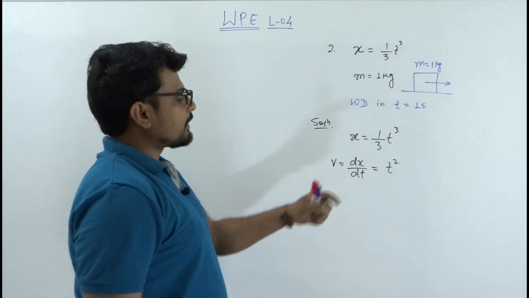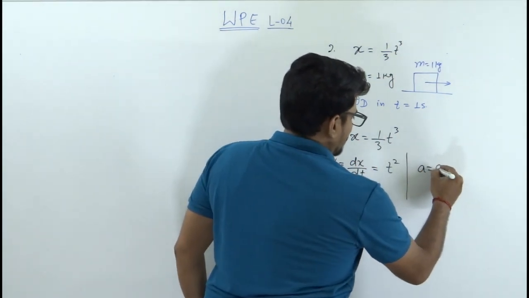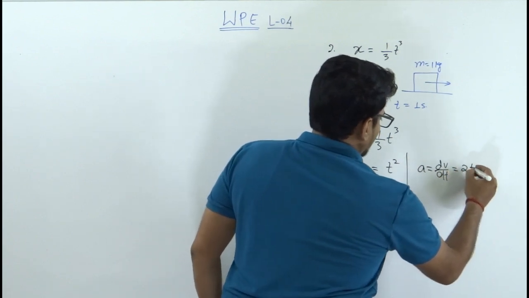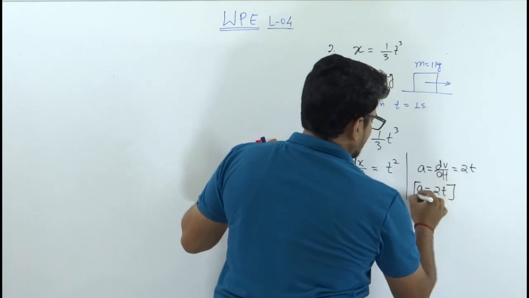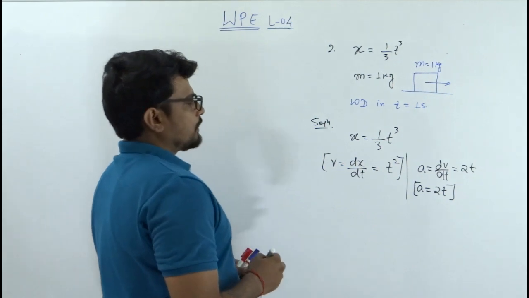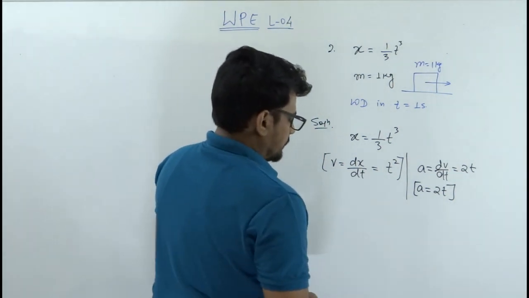So this v(t) is given now. You can also find the value of a. A is how much? dv upon dt, and dv upon dt should be 2t. That means the acceleration of this block is going to be 2t. Now since we have the acceleration, that clearly means we must be having force. We will have force also.